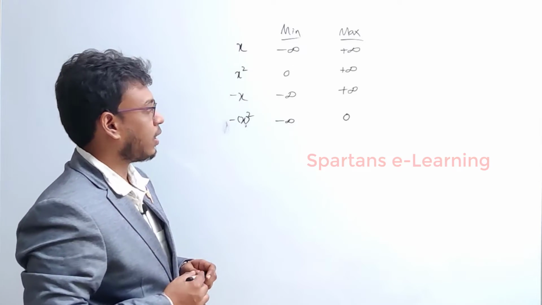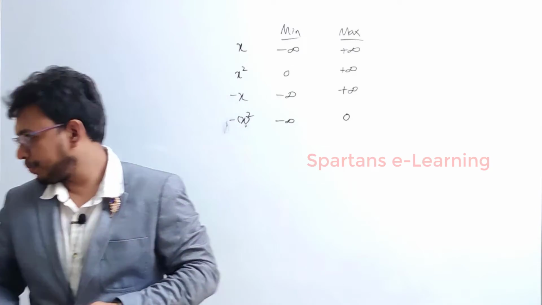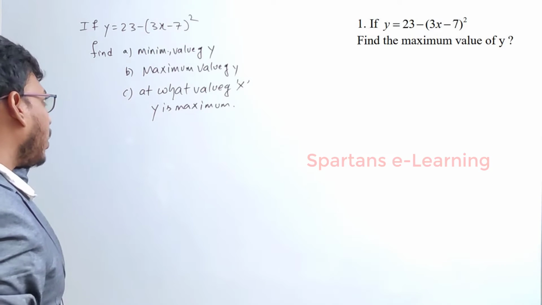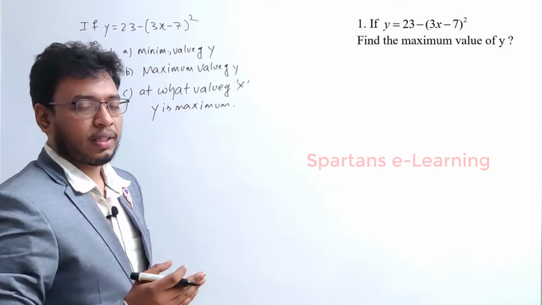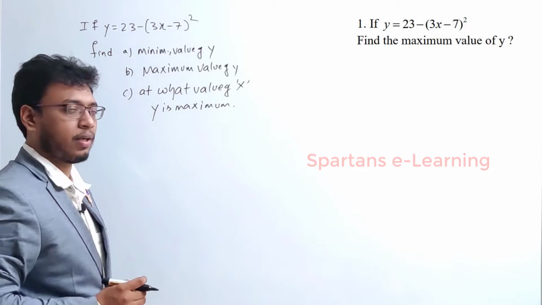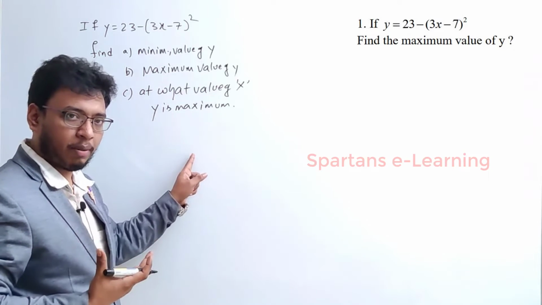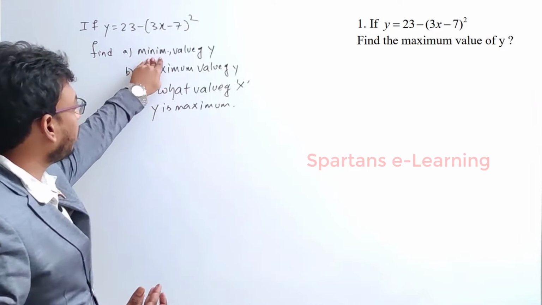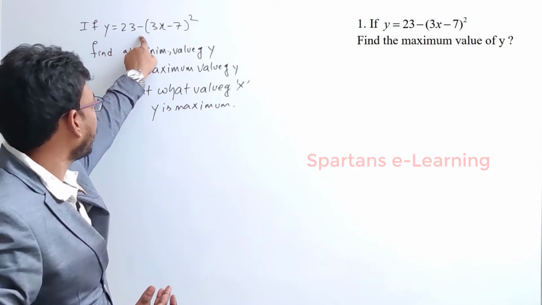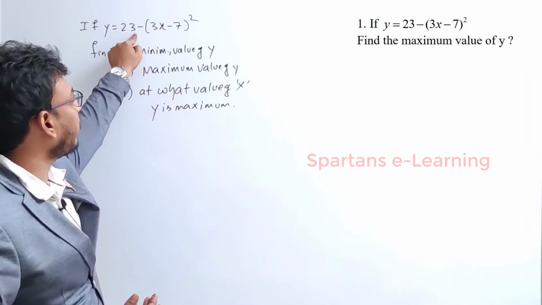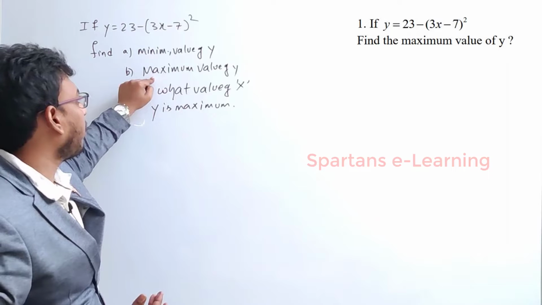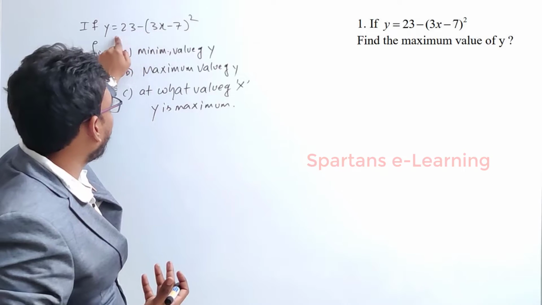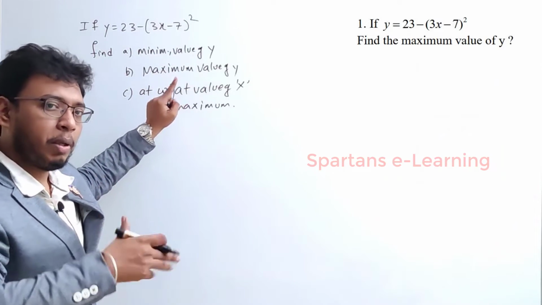So now let us start solving a few questions on this concept. In this question, the question says y is equal to 23 minus 3x minus 7 whole square. Now in any of your maximum minimum questions, there can be 3 kinds of questions asked, right? You can be asked to find the minimum value of this complete function, right? This whole thing is a function, so they can ask you to find the minimum value of this function, or you can be asked to find the maximum value of the function, or they can also ask you at what value of this particular variable the whole function will give you maximum or minimum value, right?